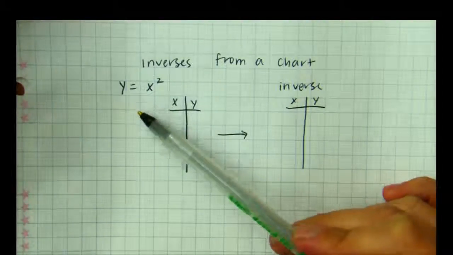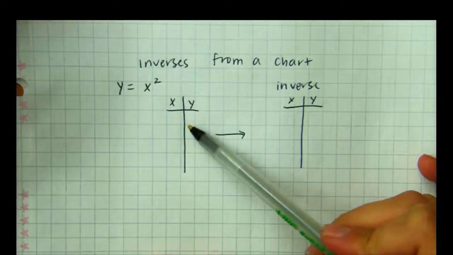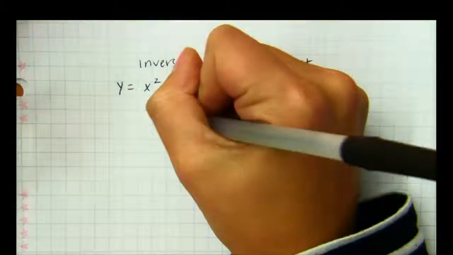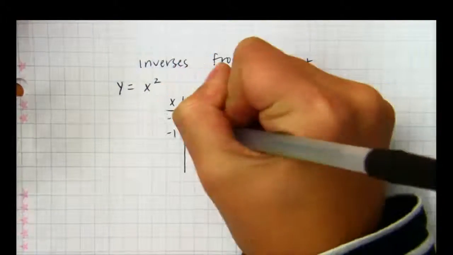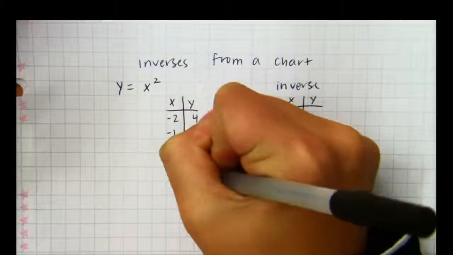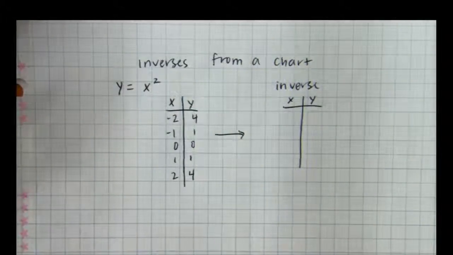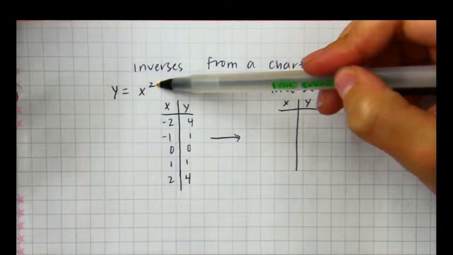So if I plug in some x values into this function, I'll get out my y values. You should know the critical points, let's say -2, 4; -1, 1; 0, 0; 1, 1; and 2, 4. So we've got a nice set of 5 points, or 5 coordinates, for my original function y equals x squared.